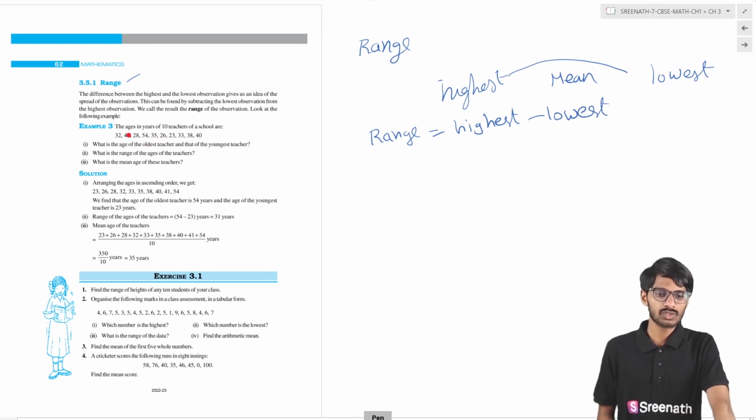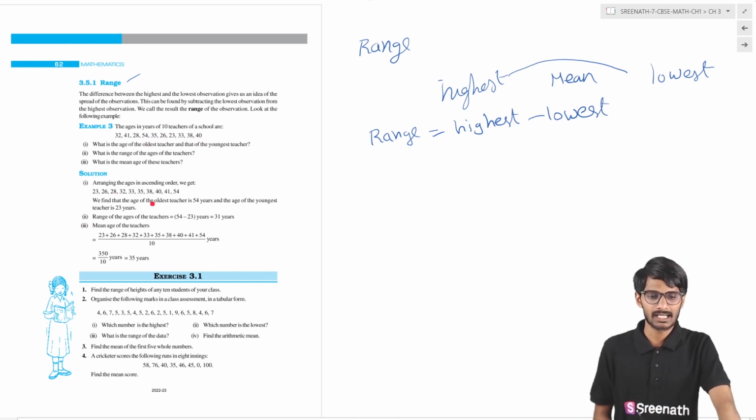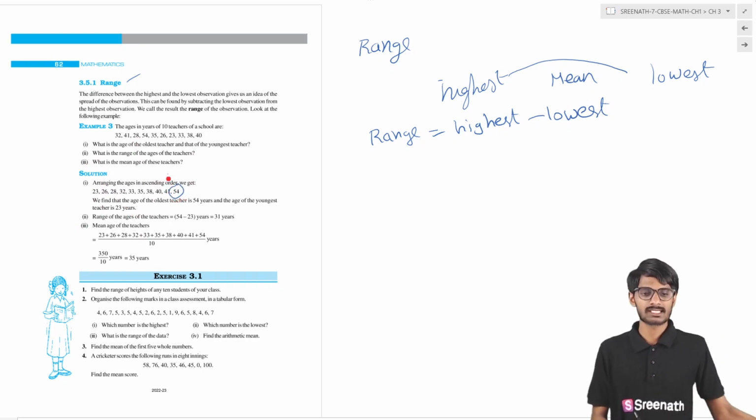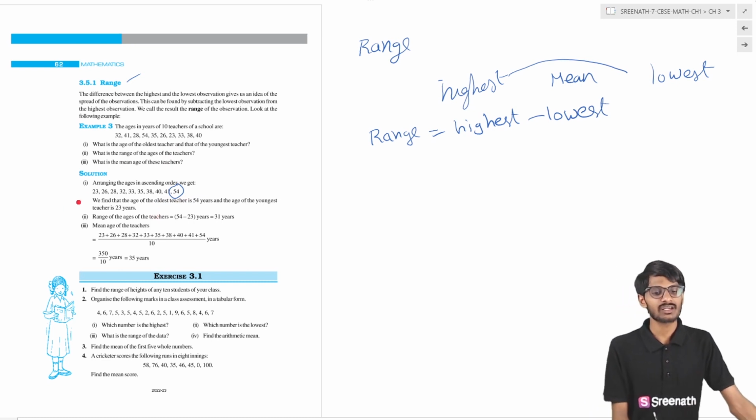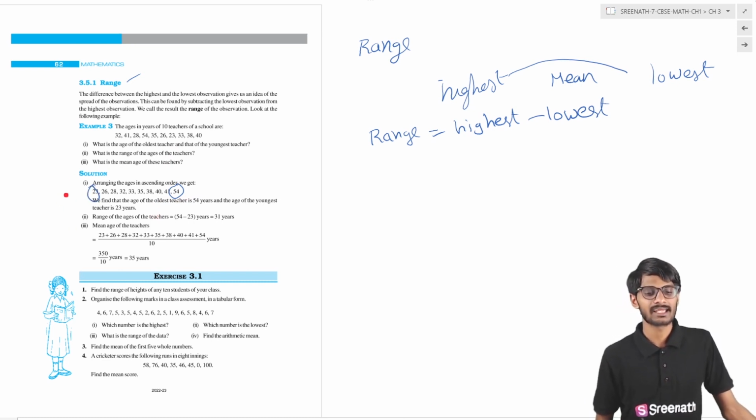First what we can do is arrange them in ascending order. If you arrange in ascending order, it will look like this, students. From this you can easily find who is oldest. So the 54 years teacher is the oldest teacher. And who is the youngest teacher? The 23 years teacher is the youngest teacher.